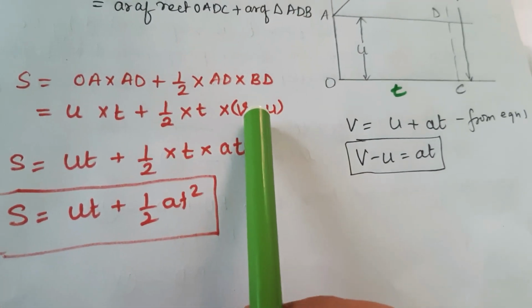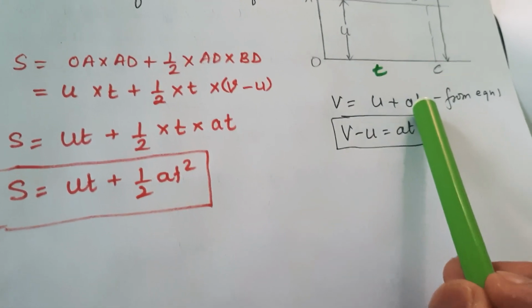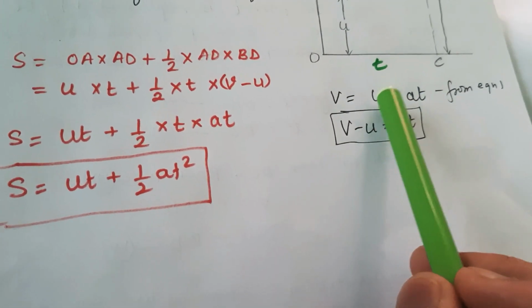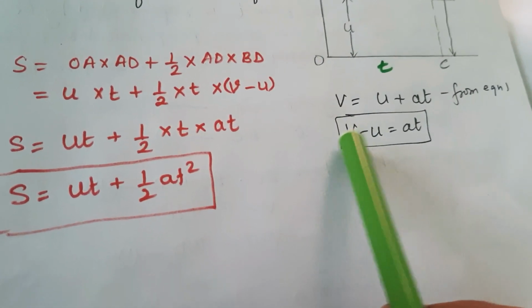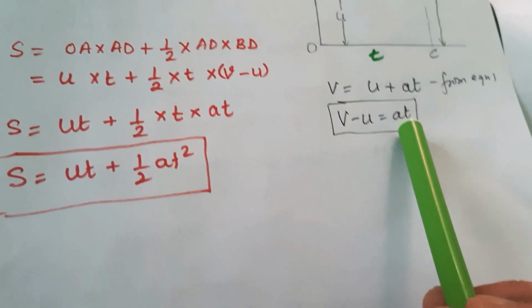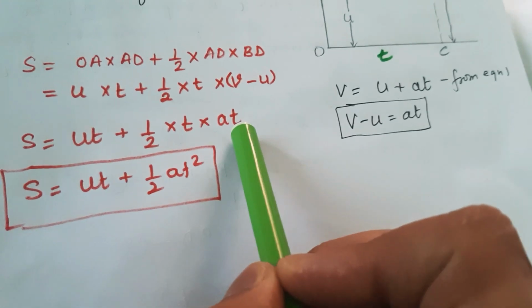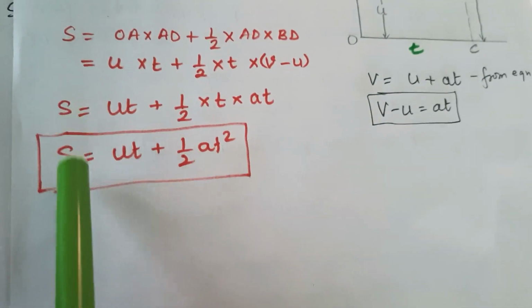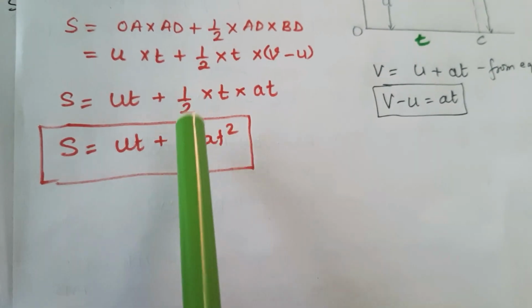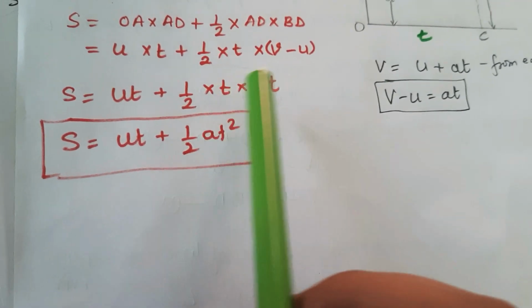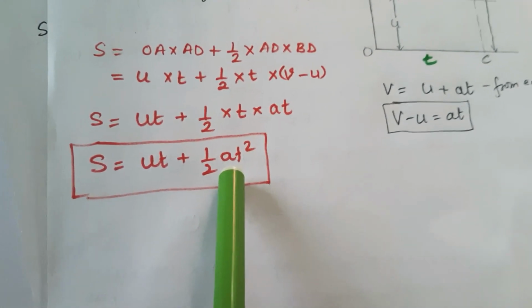From equation 1, V equals U plus AT. When I take U to this side, V minus U becomes AT. So instead of V minus U, I can write AT. I'll replace this V minus U by AT. Then it becomes S equals U into T, that is UT, plus half AT into T, that is T square. So this will give you the second equation.